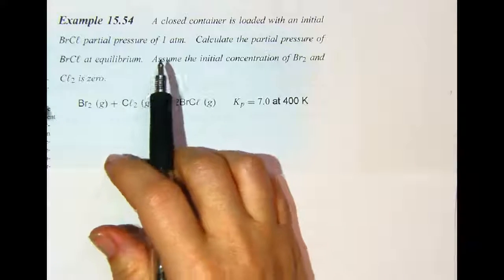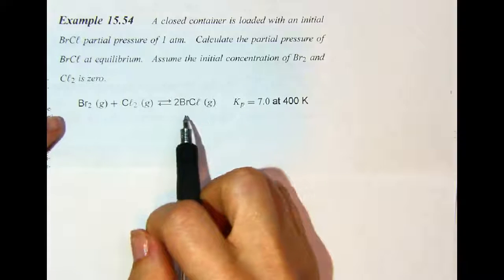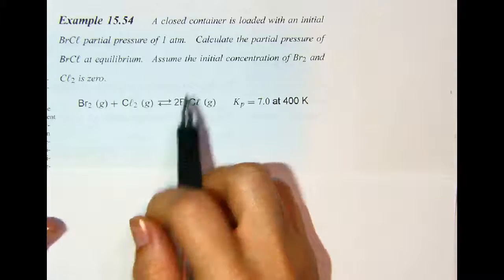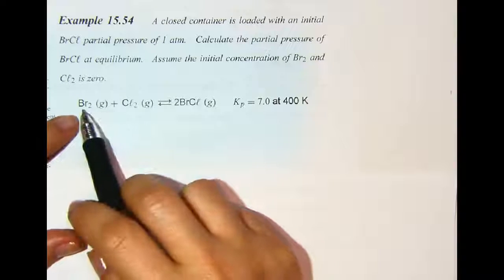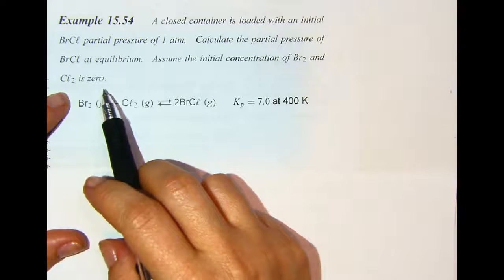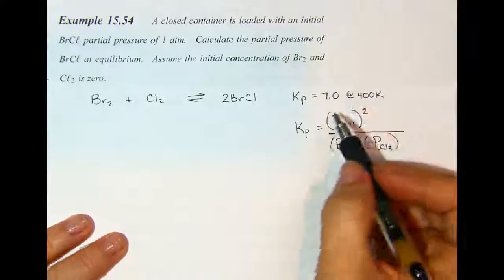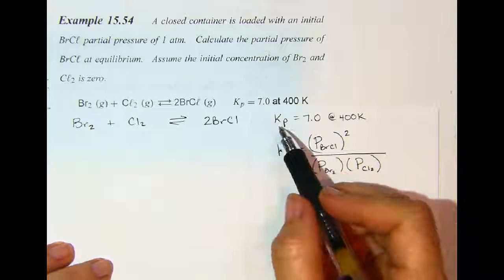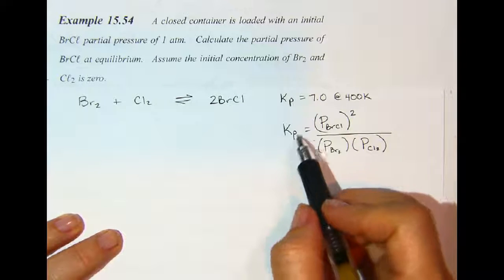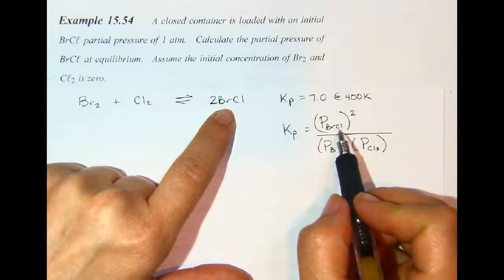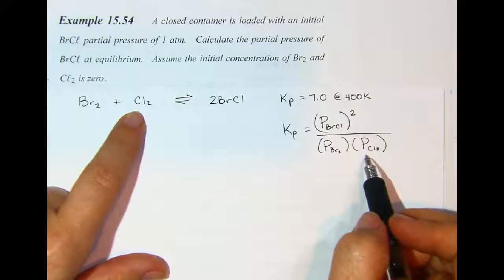Example 15.54, a closed container is loaded with an initial BrCl partial pressure of 1 atmosphere. So I have 1 atmosphere of this to start. Calculate the partial pressure of this at equilibrium. Assume that initially bromine and chlorine are 0. So I've rewritten the equation like this, and I've also gone ahead and jotted down the Kp. We're dealing in pressures, and the equilibrium expression is Kp equals the partial pressure of BrCl squared, over the partial pressure of bromine and the partial pressure of chlorine.